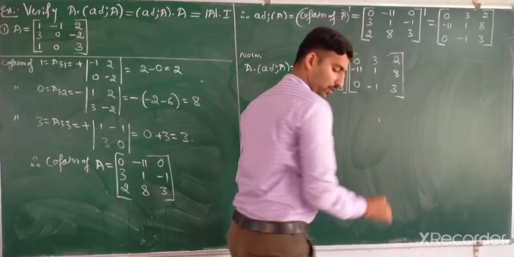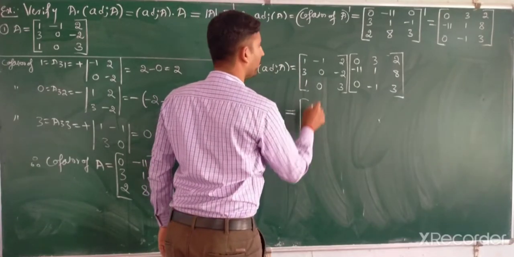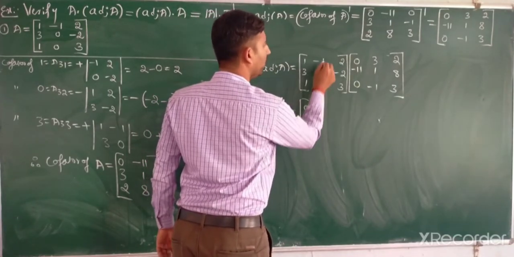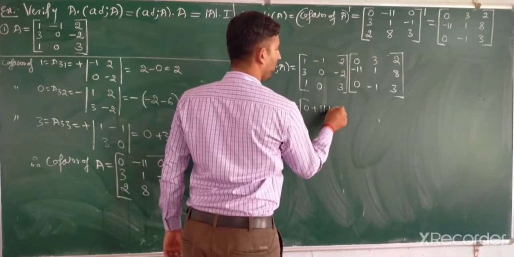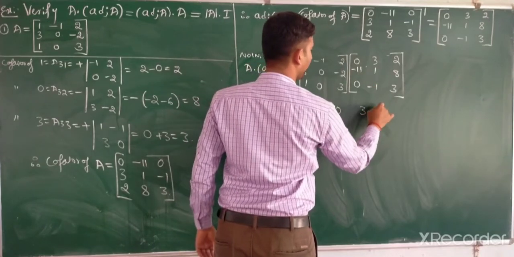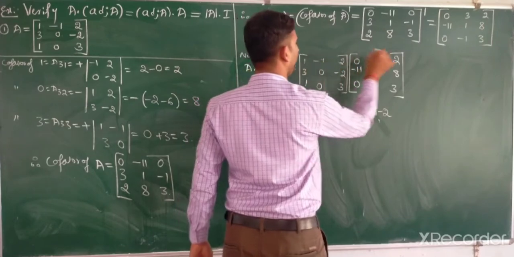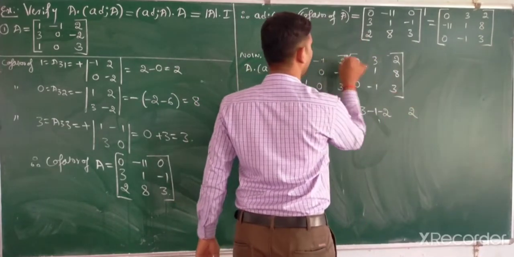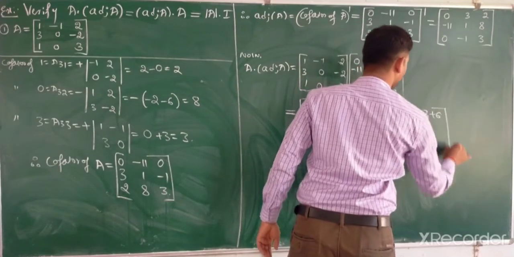What are the values? Which is nothing but 1 into 0, that is 0, minus of minus, that is plus 11, 2 into 0, that is 0. After that, 1 into 3, that is 3, minus of minus 1, 2 into minus 1, that is minus 2, 1 into 2, that is 2, minus 1 minus 8, 2 into 3, that is 6.